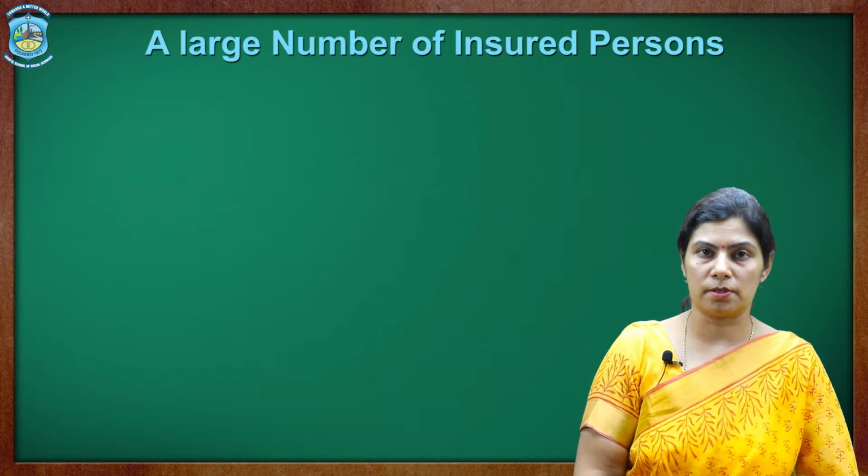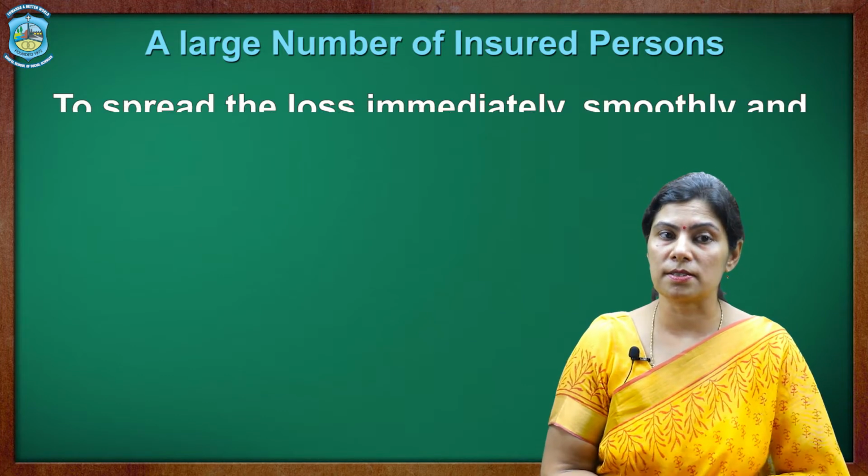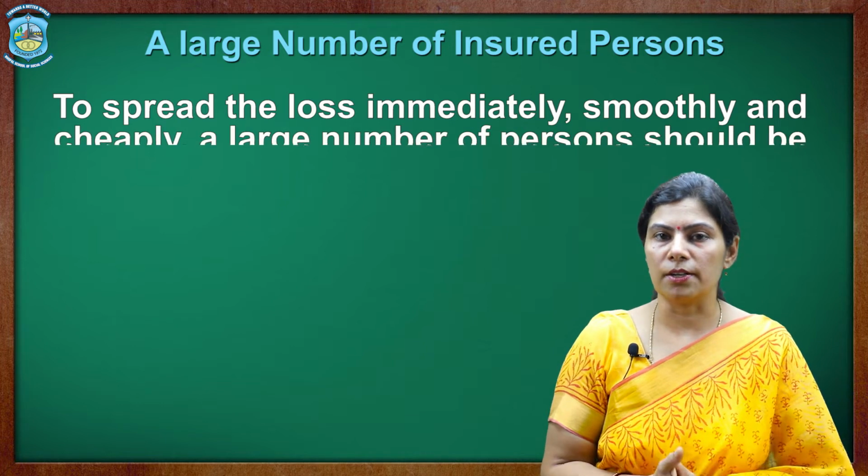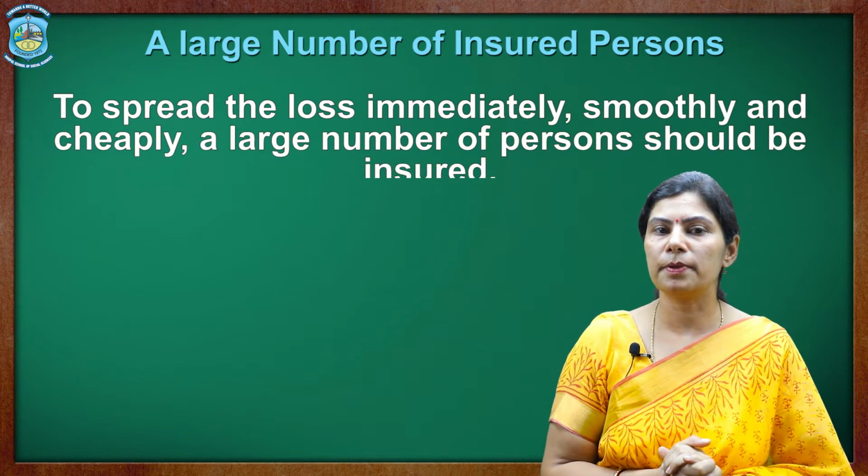The last important characteristic of insurance is a large number of insured persons. That means pooling of large risks. To spread the loss immediately, smoothly and cheaply, a large number of persons should be insured. The cooperation of a small number of persons may also be insurance, but it will be limited to a smaller area. The cost of insurance to each member may go higher if there are fewer people, so it may be unmarketable. Therefore, to make the insurance cheaper, it is essential to insure a large number of persons or property, because the lesser would be the cost of insurance and so the lower would be the premium.